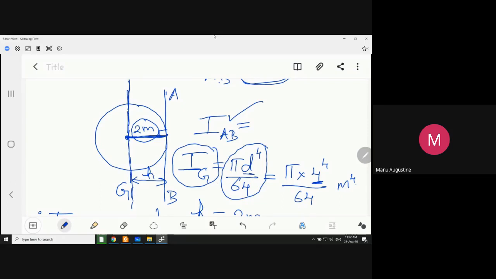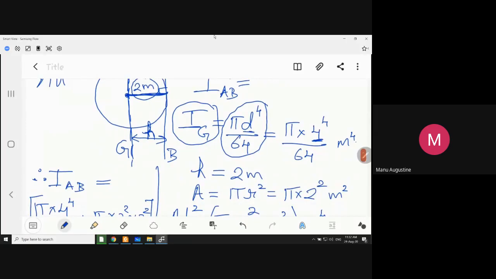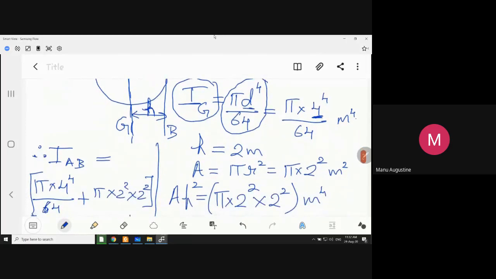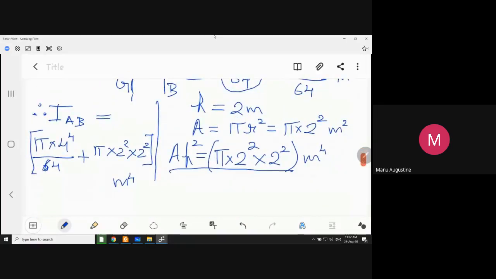Now all you have to do is add the value of A h square to this I_G. And h is the distance between the two parallel axes, which is again 2. Area is pi r square. So once you have area and h, you calculate the value of A h square, add it to your pi d raised to power 4 by 64, and this should give you the answer I_AB. So did you understand the application of parallel axis theorem or not? Please tell me.